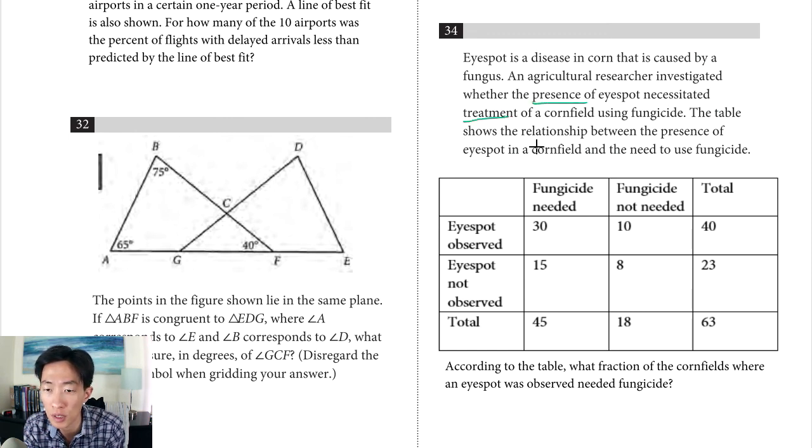The table shows the relationship between the presence of eye spot in cornfields and the need to use a fungicide. What you'll notice about this table is that you add up the columns going across, that's how they get the total. You add up the columns going down, that's how they get the total.